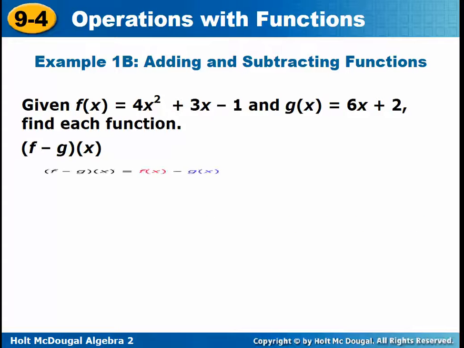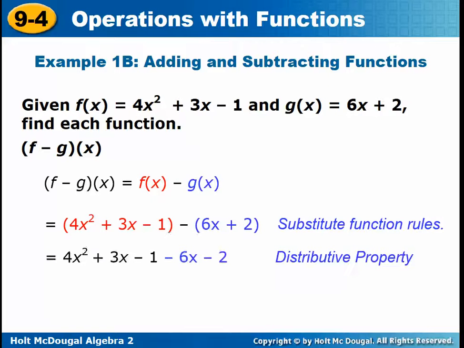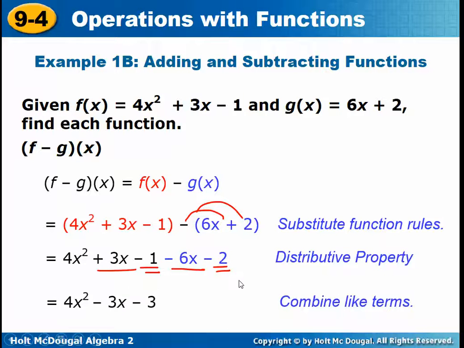Now here's the minus. I was saying be very careful because you have to subtract every term in the g of x function. So this will be minus 6x minus 2 because this distributes over to both of those terms. So we have 4x squared plus 3x minus 1 minus 6x minus 2. And then here's plus 3x minus 6x, that'll be a minus 3x. And negative 1 minus 2 will be a negative 3. So we have 4x squared minus 3x minus 3.